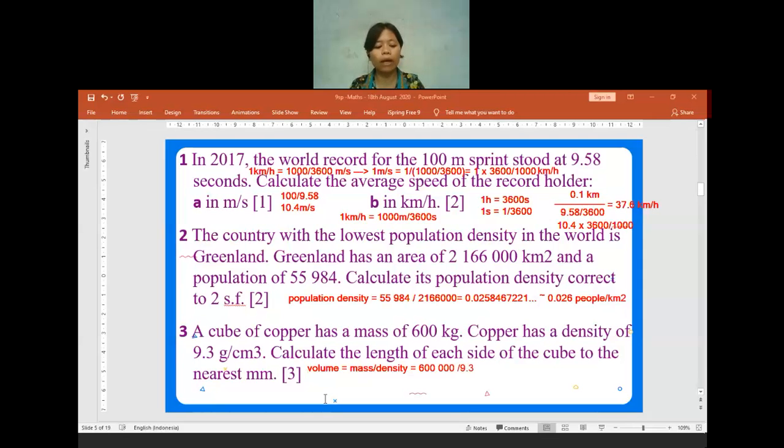So later if you are going to find the sides, you can directly cube root the calculation that you get from 600,000 divided by 9.3. This is a cube root because volume is sides to the power of 3. So it means when we are going to find the sides, you can just directly cube root the volume. How many will it be? Is there anyone who already tried to answer?